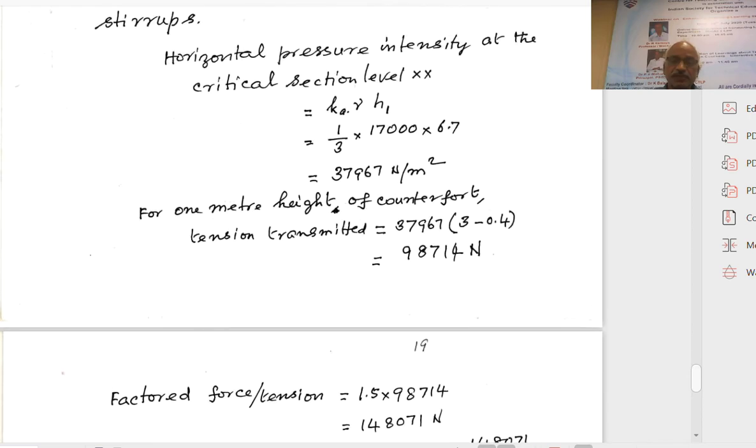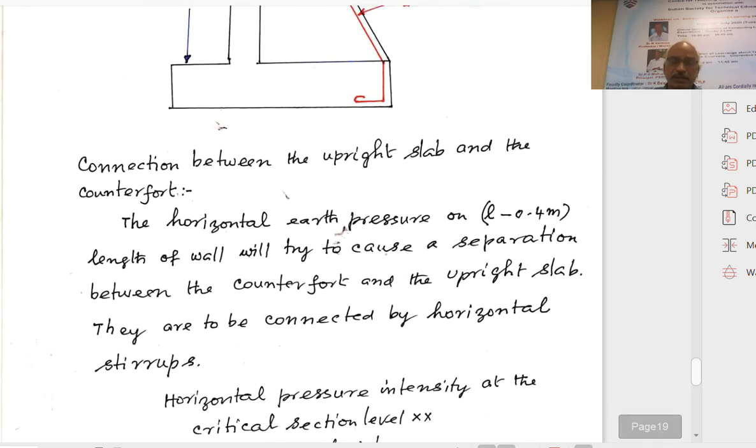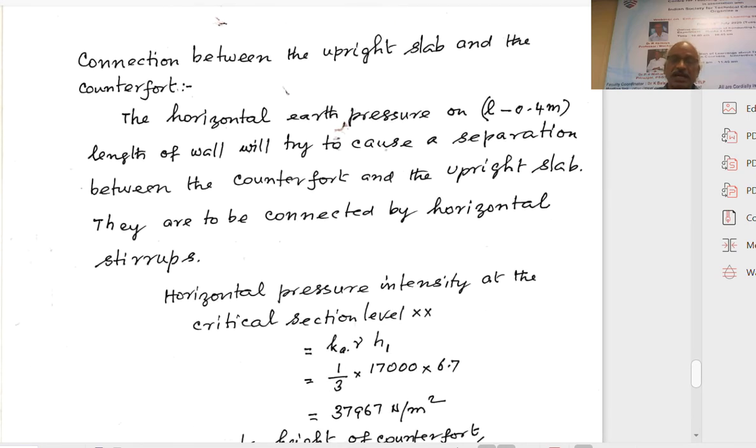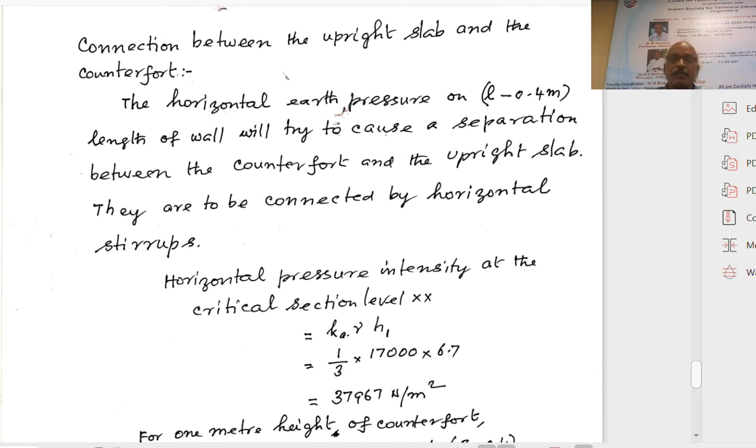Next there are two connections. One is the connection between the upright slab and the main counterfort. Because the lateral pressure acting on the upright slab will try to cause a separation between the counterfort and the upright slab, the main vertical wall. So to connect them, you have to provide horizontal stirrups. The theory is not necessary, already we have discussed.